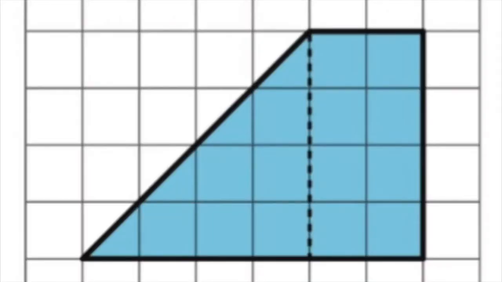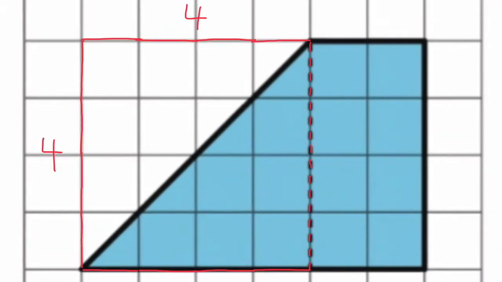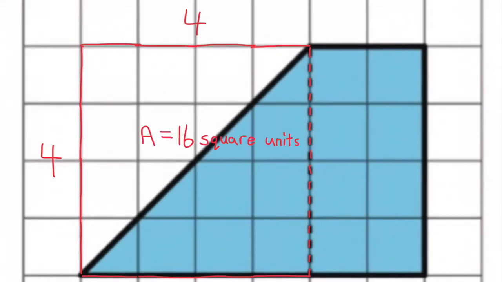Here's a closer look at the dashed line that Claire drew. The result is two shapes, one on the left, one on the right. The shape on the left is a triangle, which is half of this square. The dimensions of the square would be 4 by 4. That would give the area of the square 16 square units.